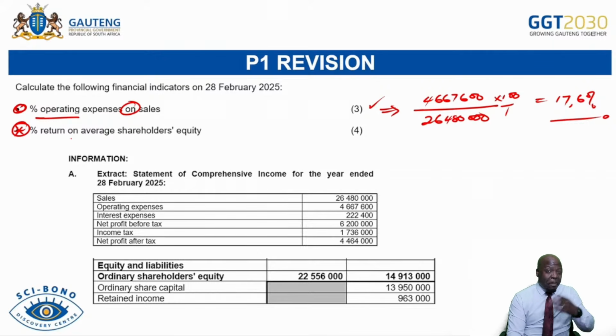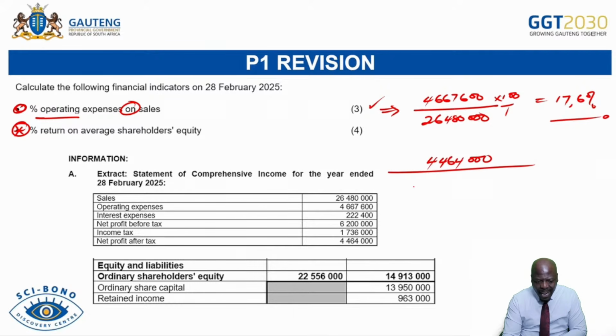Okay, so in the previous activity, remember we left the percentage return on average shareholders' equity. Let's do it here now. So what is the formula now? Remember, it is your net profit after tax. So you are taking your 4,464,000. All right, and it has to be over average shareholders' equity.